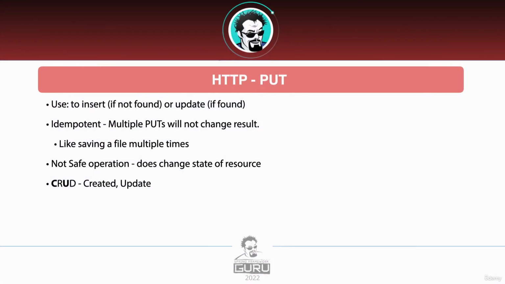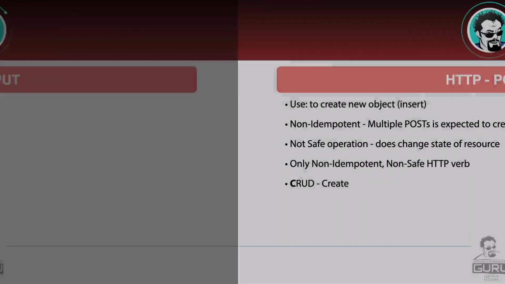Here we have the HTTP PUT. This is going to be used to insert or update. So insert will occur if it is not found, and update will occur if it is found. This is idempotent. Multiple PUTs will not change the result. It's like saving a file multiple times. If you save the same file multiple times, the same file will be saved. This is not a safe operation. It does change state. And this here is a special case in terms of CRUD. It's going to be create and update.